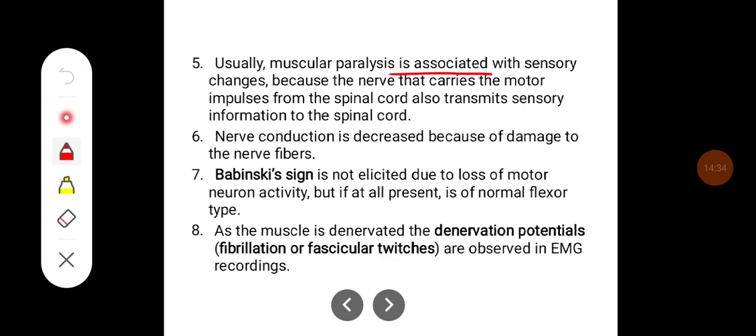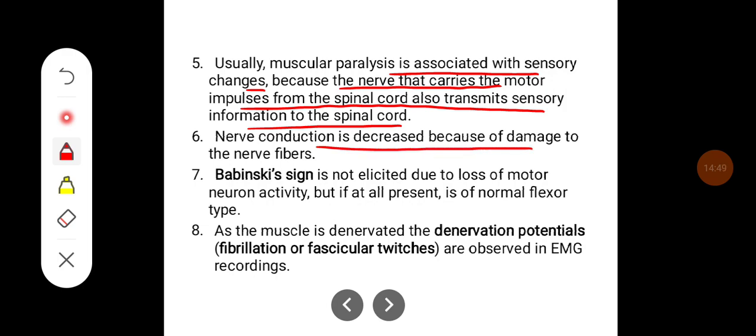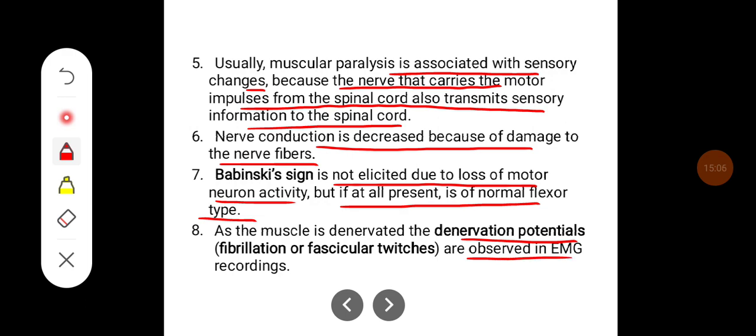Usually muscular paralysis is associated with sensory changes because the nerve that carries the motor impulses from the spinal cord also transmits sensory information to the spinal cord. The nerve conduction is decreased because of the damage to the nerve fibers. Babinski sign is not elicited due to the loss of motor neuron activity, but if at all present, is of normal flexor type. As the muscle is denervated, the denervation potentials are observed in the EMG in the form of fibrillation or fascicular twitches.